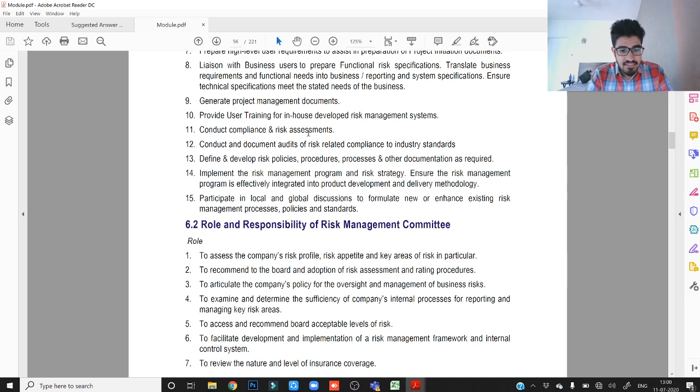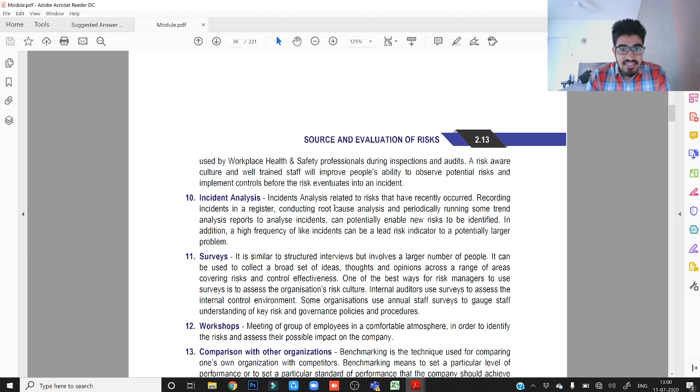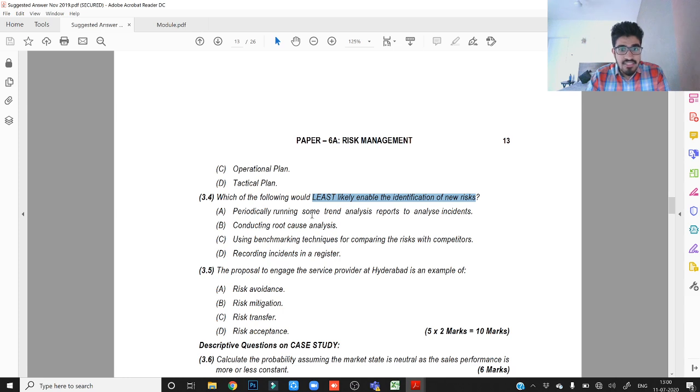If I quickly find conducting root cause analysis, this is the sentence which they had picked and this is the MCQ which they had asked. If you see, recording incidents in a register, conducting root cause analysis, and periodically running trend analysis reports to analyze incidents can potentially enable new risks to be identified. Okay, so these are the 3 options which can potentially enable new risks to be identified, and I had to choose which one of the following options is not given.